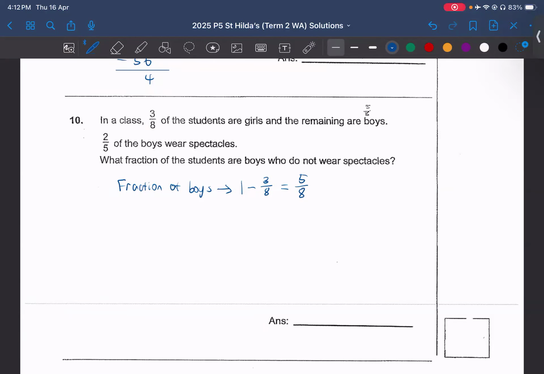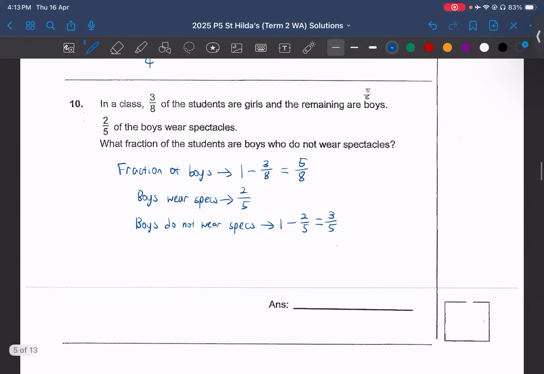And in this case, we know the fraction of boys who wear specs is 2/5. We want to find the fraction of students who are boys who do not wear spectacles. So to find the boys who do not wear specs, we take 1 whole, which is the number of boys, minus 2/5 of the boys who wear specs. So 1 whole minus 2/5 will give me 3/5. So we know that 3/5 of the boys do not wear specs.